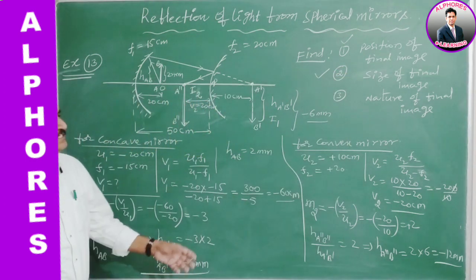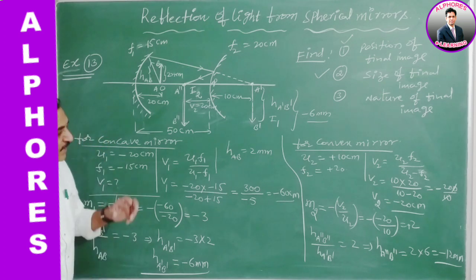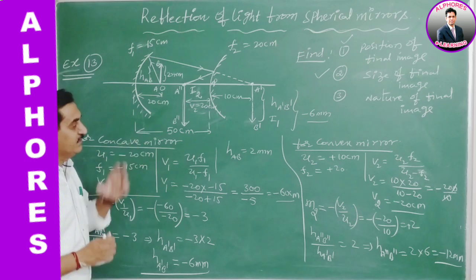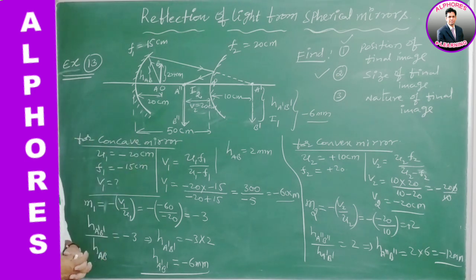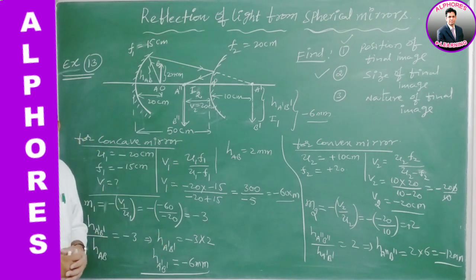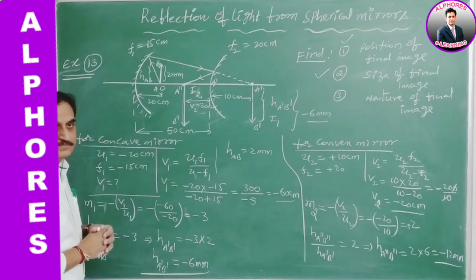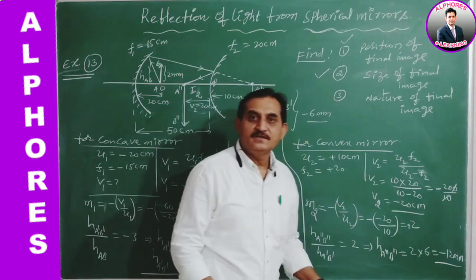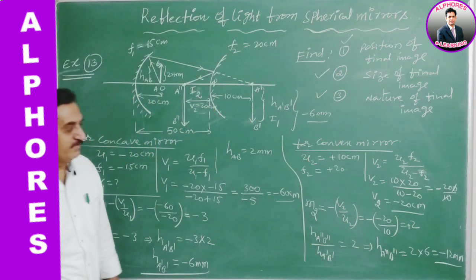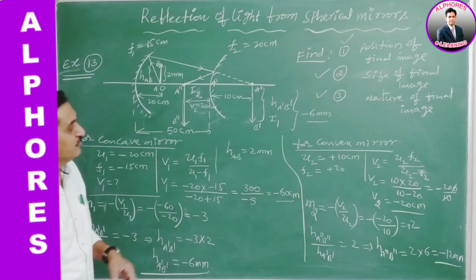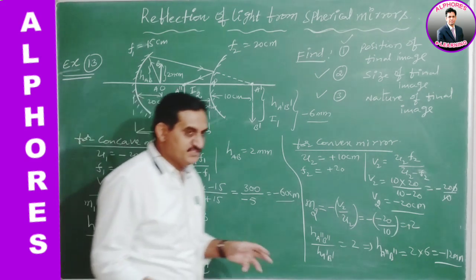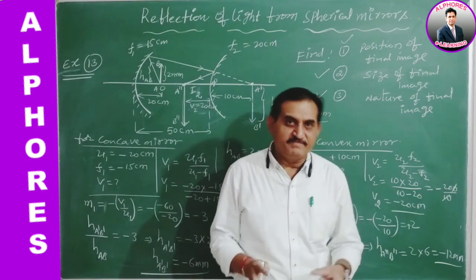And the third one is the nature of the final image. So what is its nature? Finally a real image is formed. It is a real and inverted image when compared to the object. Therefore we are getting a negative sign here, minus 12 millimeters. So the 3 questions raised in it are done. We verified everything in this question. It is a very important question. It is an advanced level question.